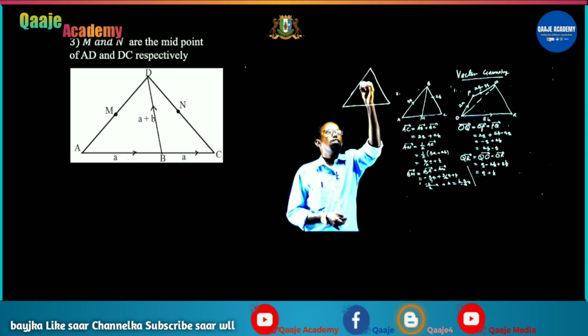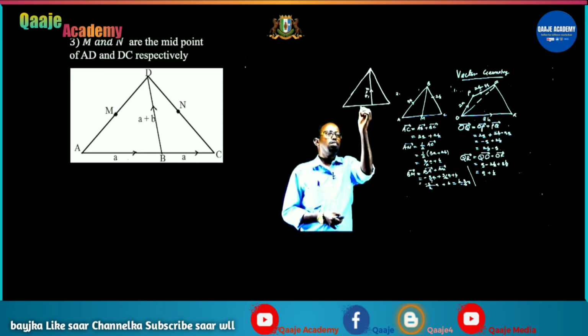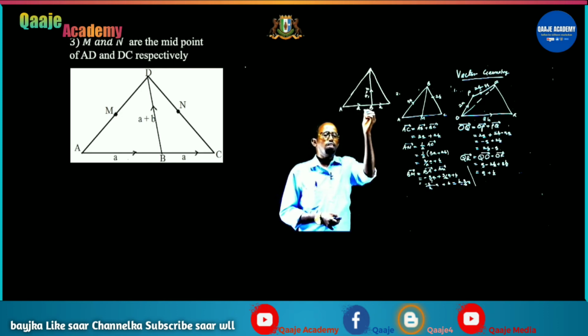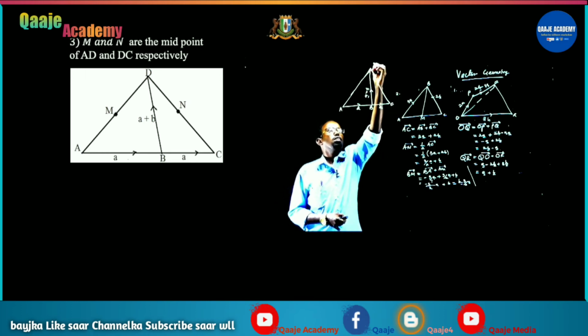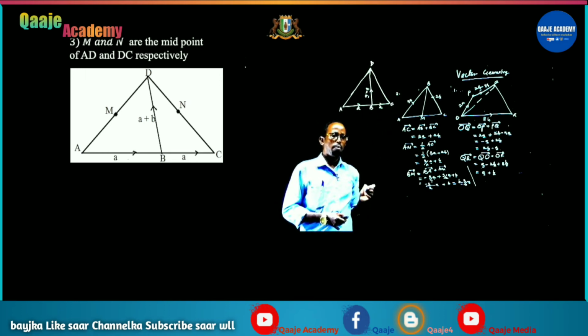Of that triangle. There you have A plus B. This is A, another A. This is B, A, and then C, and then D.